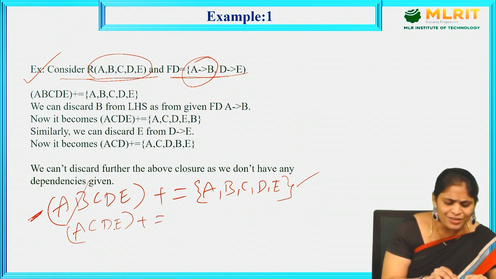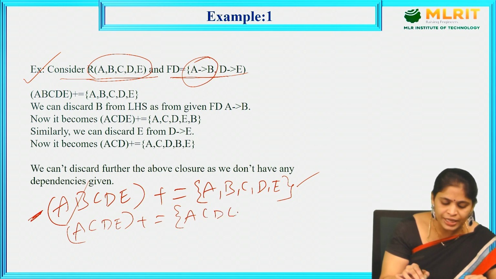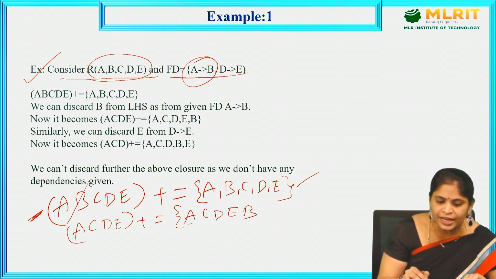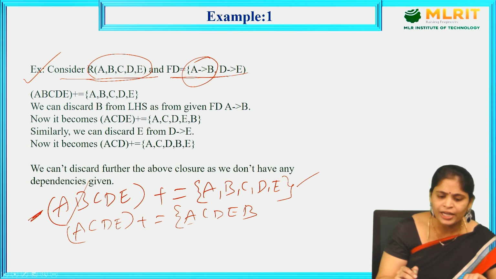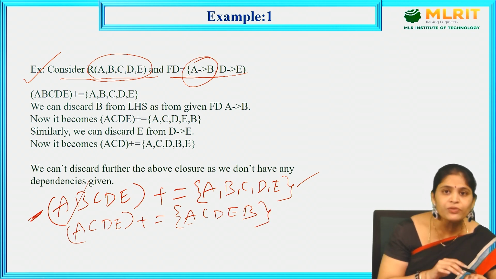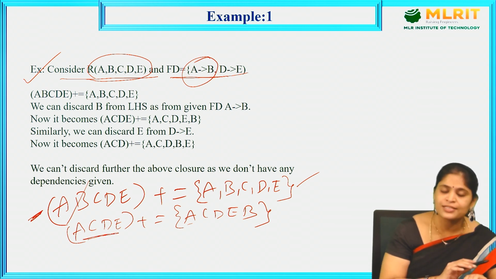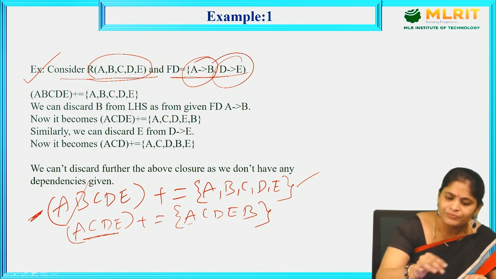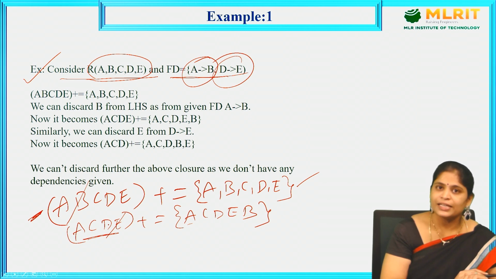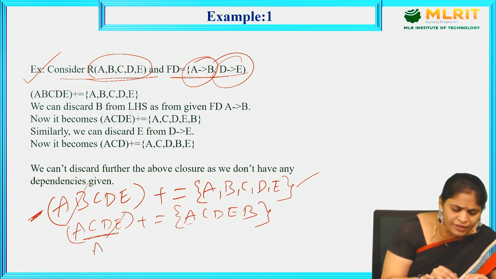Right? ACDE. So, what is the closure of ACDE? We have to include all these attributes ACDE, and check what A derives here. A derives B, we need to include that. C derives anything? No. D derives anything? E, yes, we have already included. B derives anything? No. So, this is the closure for ACD. Again, we need to check whether we can discard anything in this closure set. Here D derives E. So, we can discard E. Why? Because E is derived by D. Okay. So, we get ACD.